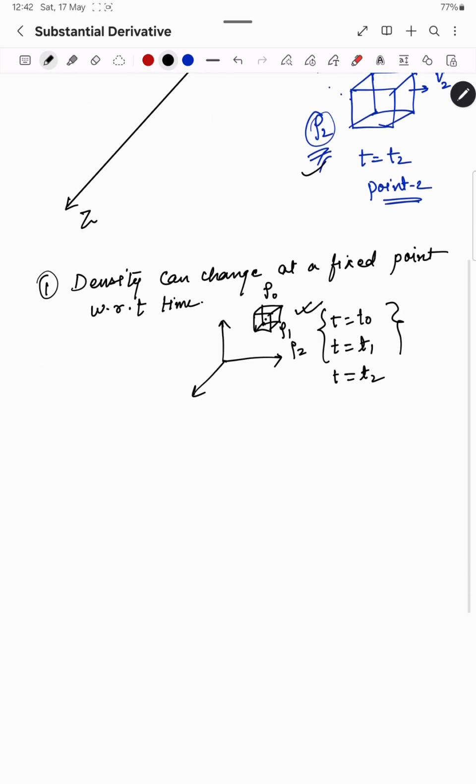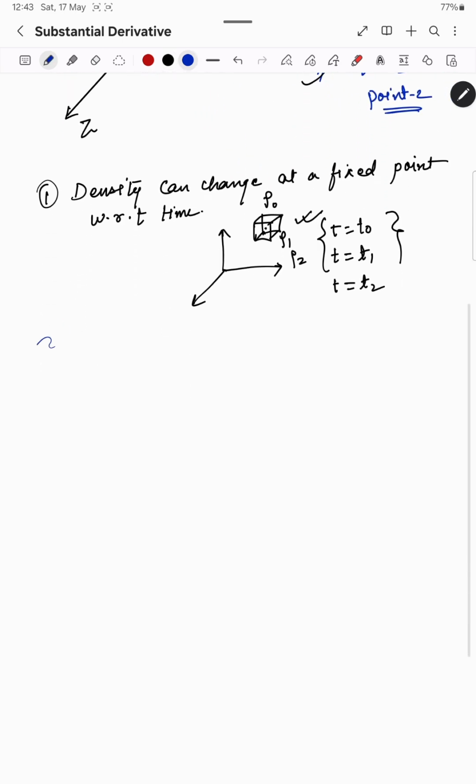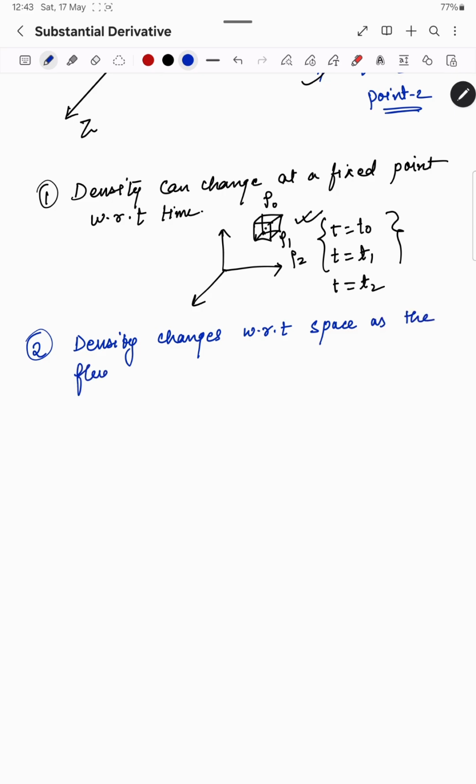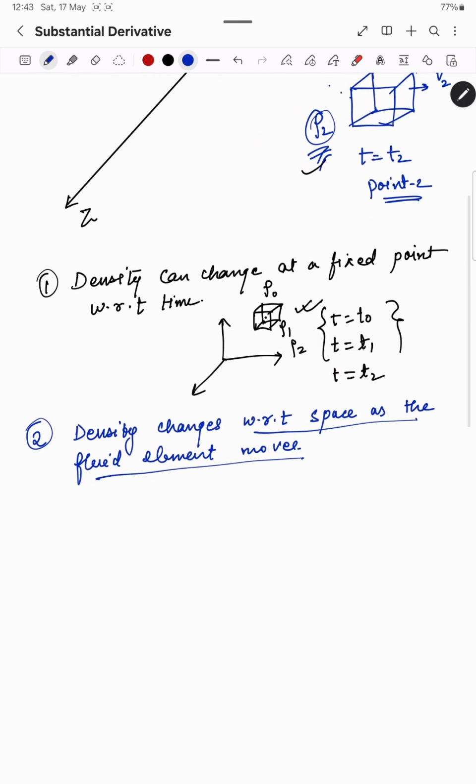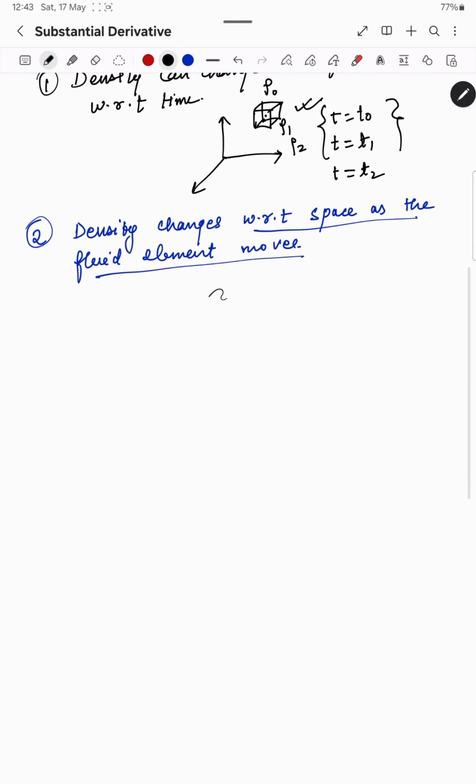The other reason can be that the density changes with respect to space as the particle moves, as the fluid element moves. Density changes with respect to space as the fluid element moves. What this means is, suppose let's again draw a coordinate axis.